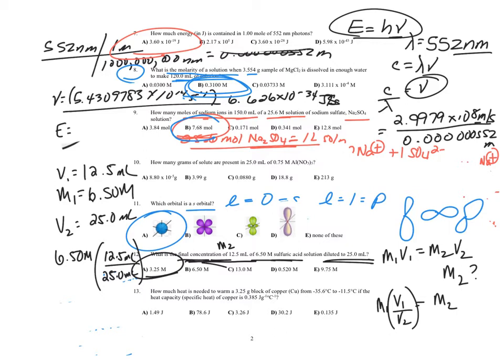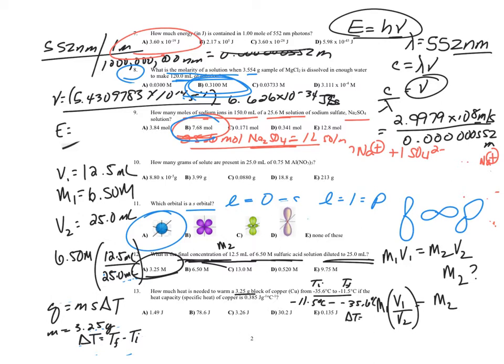Okay, number 13, it's asking about heat, and you have a block of copper, so this is Q equals m s delta T, and you have a mass of 3.25 grams. Most people got this one. And you have to figure out your delta T, T final minus T initial. So from 2, 2 is final, so you got negative 11.5 degrees Celsius minus negative 35.6 degrees Celsius. Remember, when you have a minus minus, you plus it. So that's 24.1 degrees Celsius.